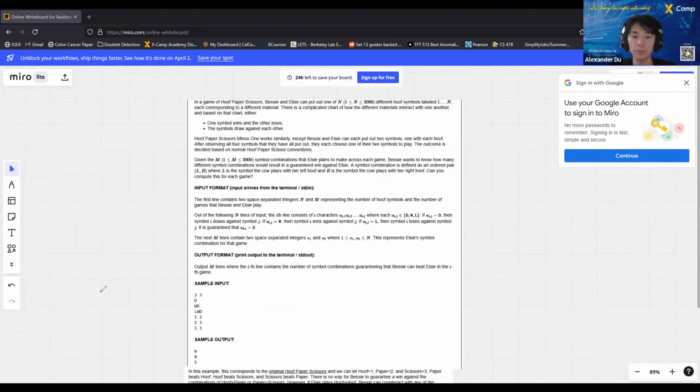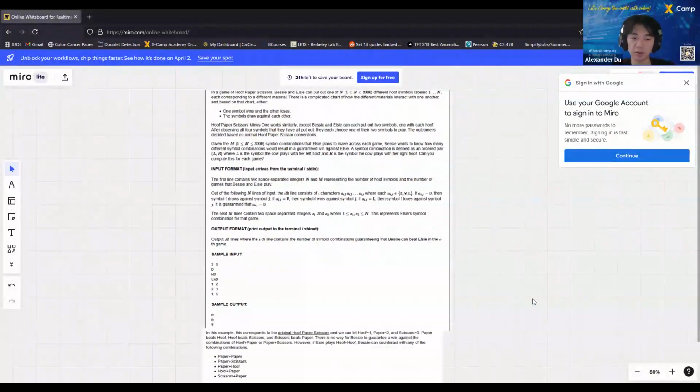So now, the catch is that each time they play two symbols. We know exactly which symbols Elsie is going to play, and we want Bessie to have symbols such that no matter which symbol Elsie picks in the end out of her two symbols, Bessie can pick a symbol and be guaranteed to beat Elsie. This seems kind of convoluted.